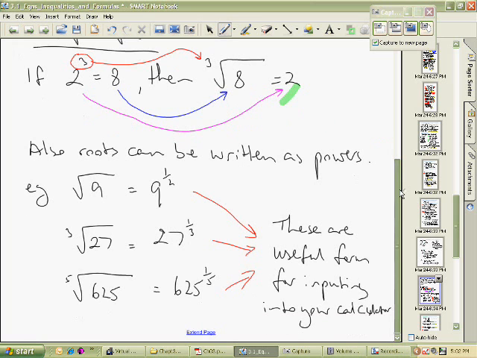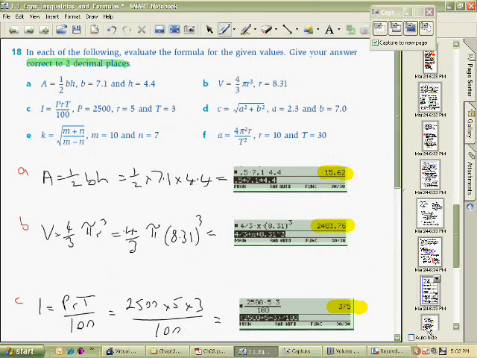So here are some other ways of writing this. The square root of 9, normally there's a little 2 we would write here, but we just don't bother to write it. The square root of 9 can be written as 9 to the power of a half. The cubed root of 27 can be written as 27 to the power of a third. Note the way it's written. The fifth root of 625 could be written as 625 to the power of a fifth. Now that particular form, you need to be able to do that, is a way you can input these sorts of things into your calculator. You're going to need this in these next few questions.